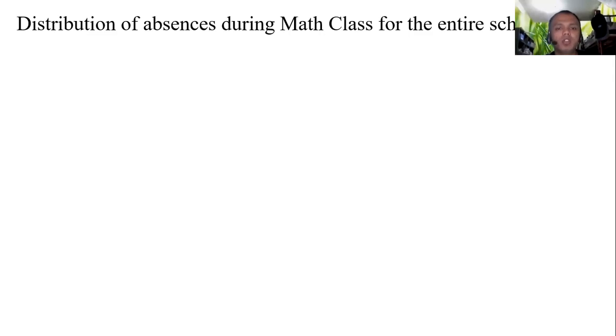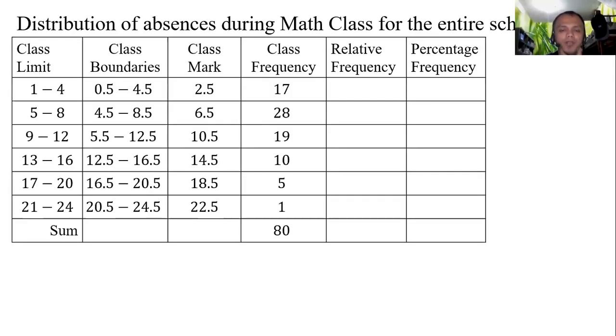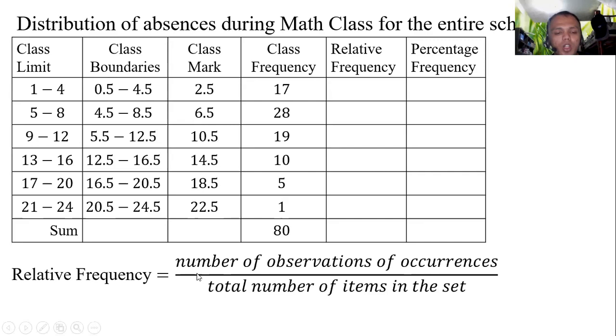Distribution of absences during math class for the entire school year. Now, let's go to relative frequency. This is the frequency table that we extended with class boundaries, class mark, and class frequency. For relative frequency, we just have to divide the number of observations or occurrences by the total number of items in the set.